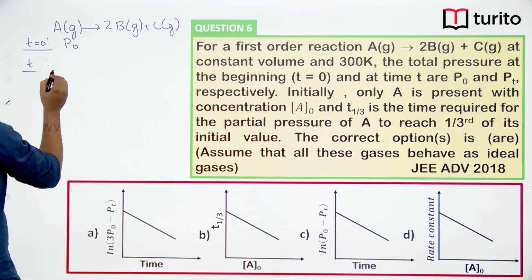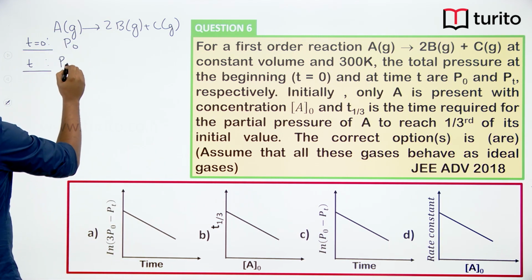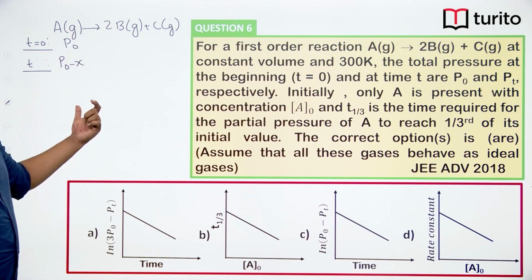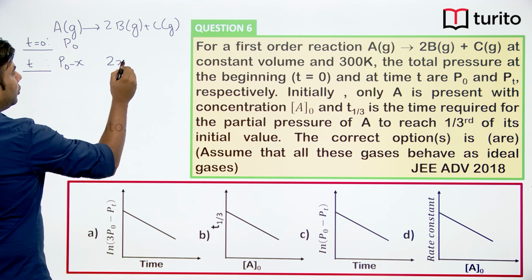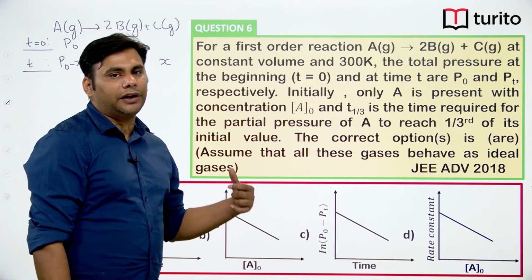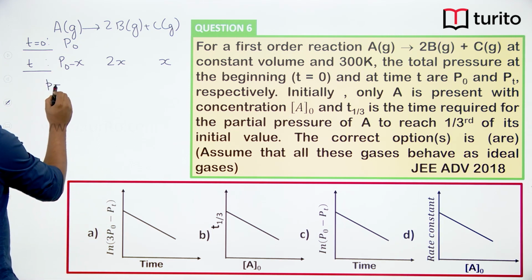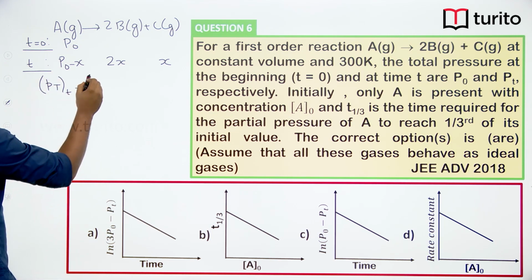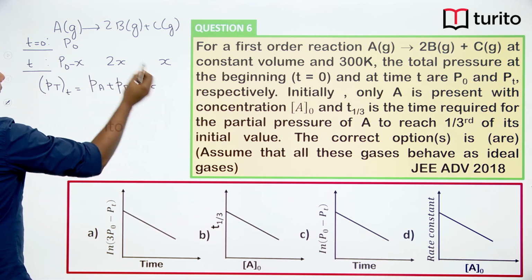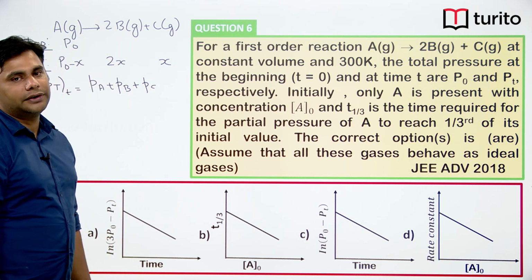Say after time T, some X pressure of it has reacted, so we will be left with P naught minus X. 1 mole of A forms 2 moles of B and 1 mole of C. So the X pressure that reacted would form 2X pressure of B and X pressure of C. We are just writing the equation in terms of pressure as we have demonstrated in the previous lecture. The total pressure at time T would be the sum of the partial pressures of A, B and C, because at this time the 3 gases A, B and C would be present in the container.